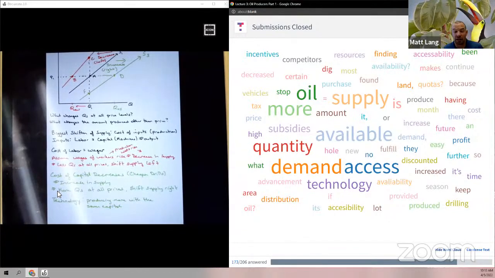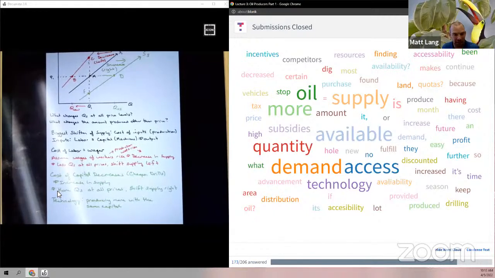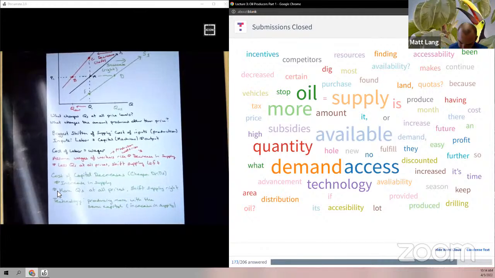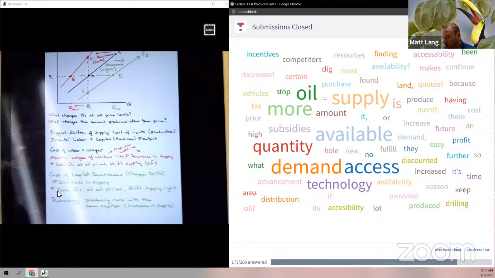So you can think about a drill. A drill becomes more efficient. You can drill further or quicker, or whatever you want to think of it as. But it's a better drill. Now, all of a sudden, because of technology, we can produce more. This is going to be an increase in supply. So we'll think of technology as only going one direction. That's our big shifter: the cost of production.